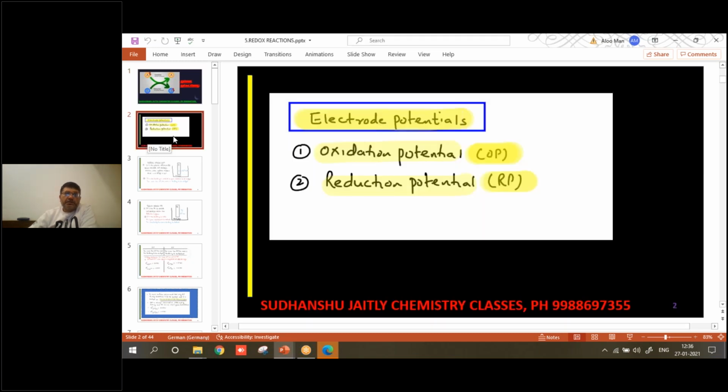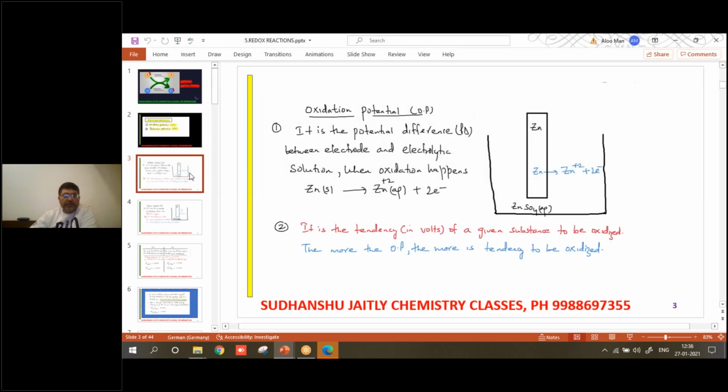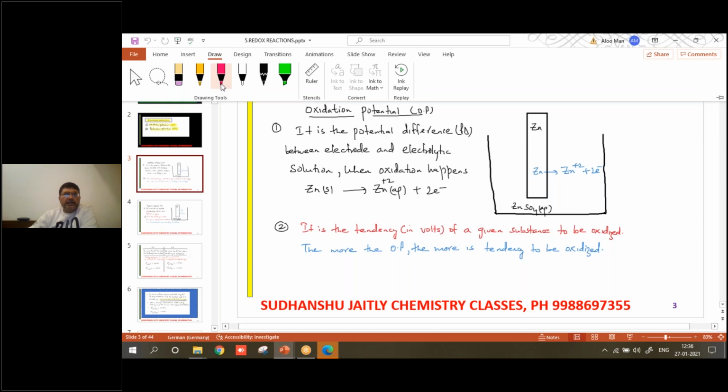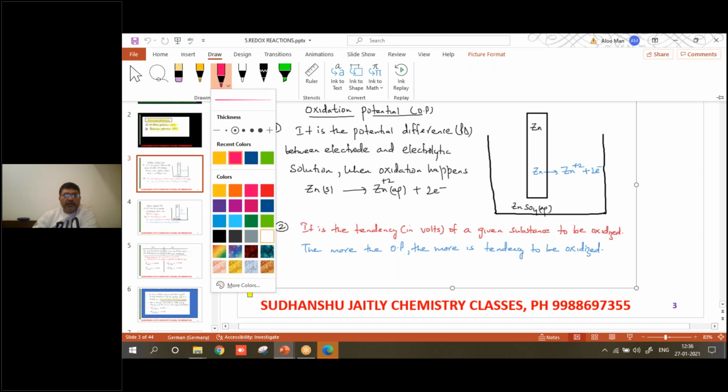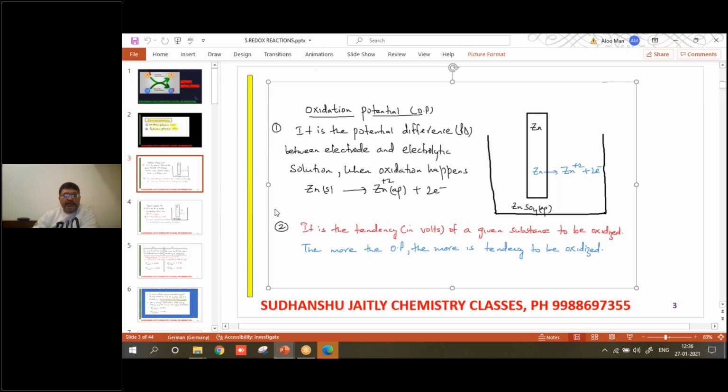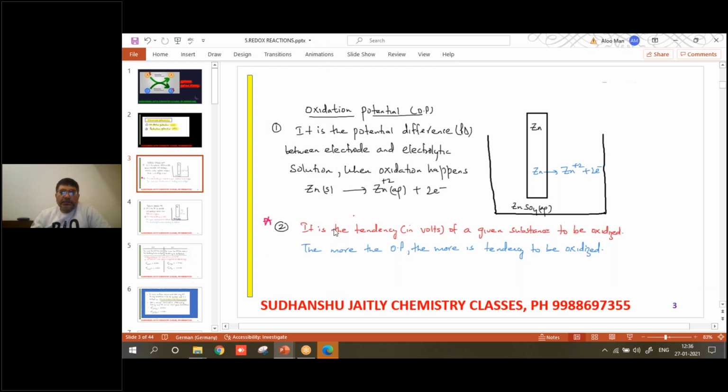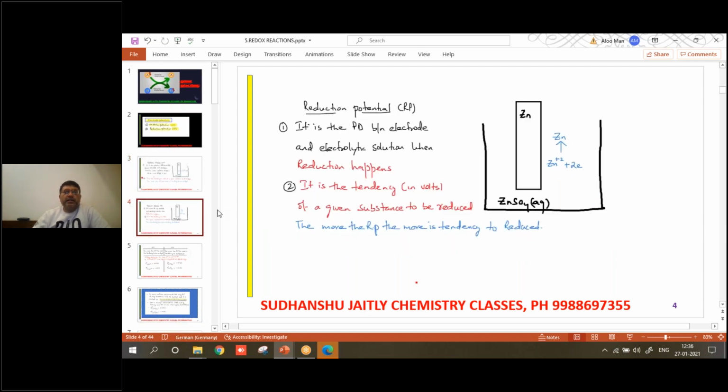Right. So do you remember that we discussed in the last session that electrode potentials are of two types, oxidation and reduction potential. The oxidation potential is the tendency of the given substance to be oxidized. Therefore, the more the oxidation potential, the more is the tendency to be oxidized. Dimensions will be in volts.